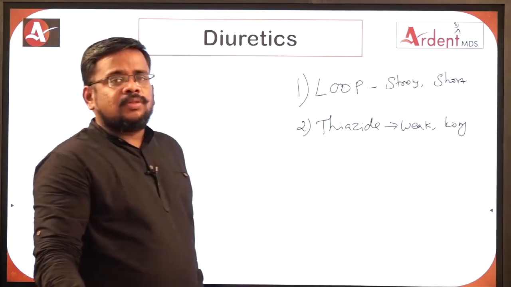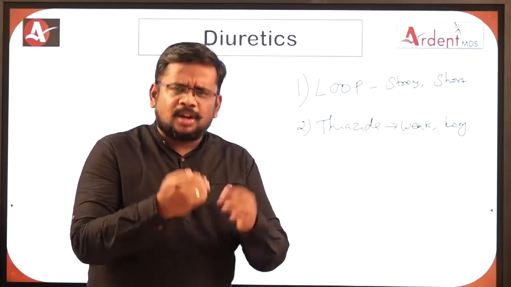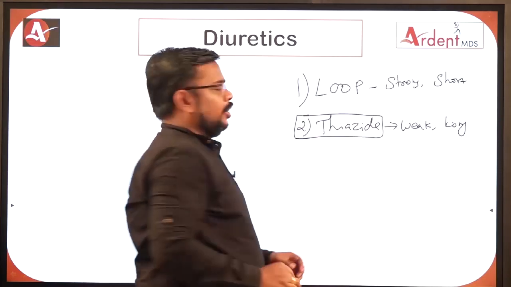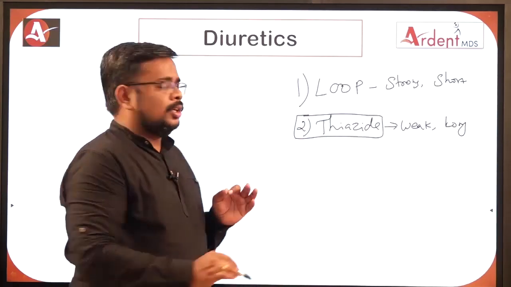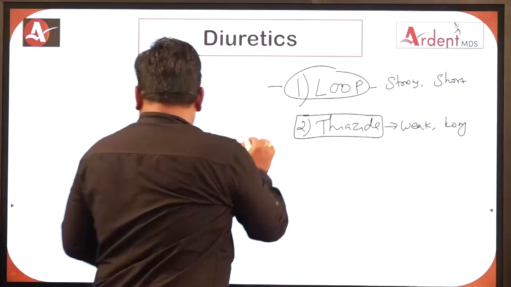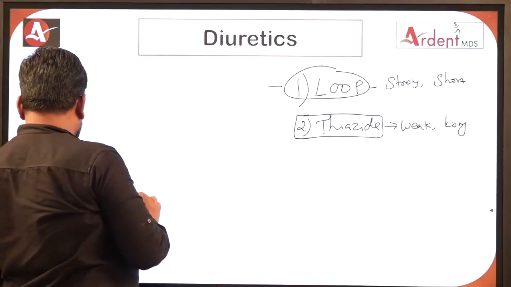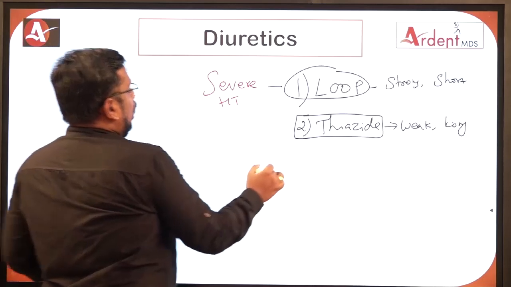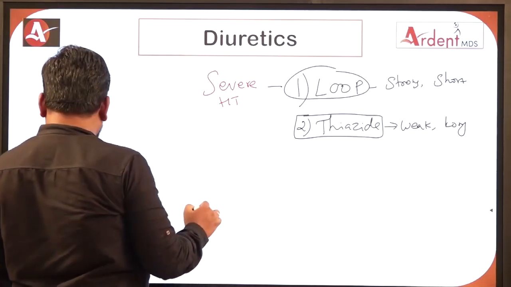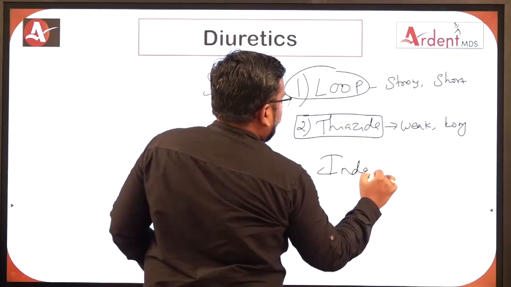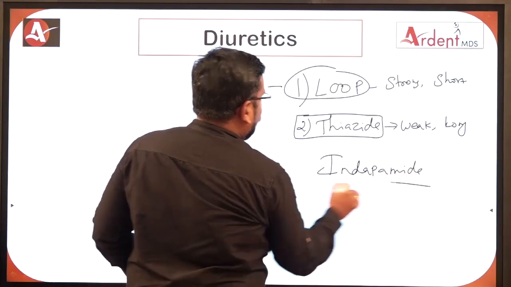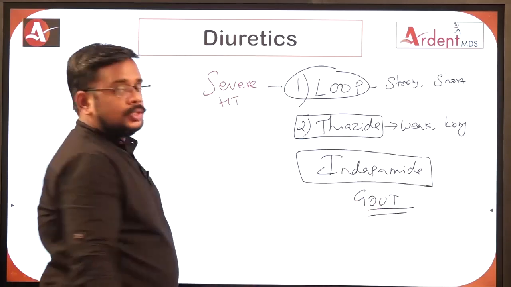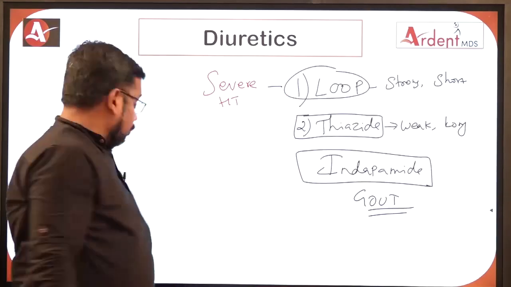So which is preferable for mild to moderate hypertension? Most commonly used is thiazide diuretics, right? In case of severe hypertension, loop diuretics are advisable. Apart from this, you have one more diuretic called indapamide. Indapamide is a thiazide-like diuretic used when the patient has hypertension associated with gout. So these are the three important diuretics used for treating hypertension.